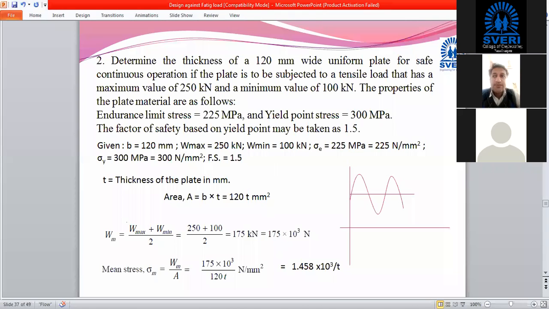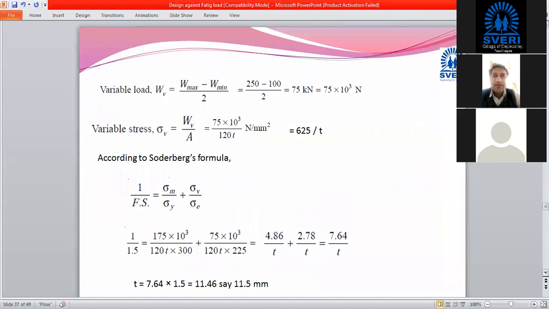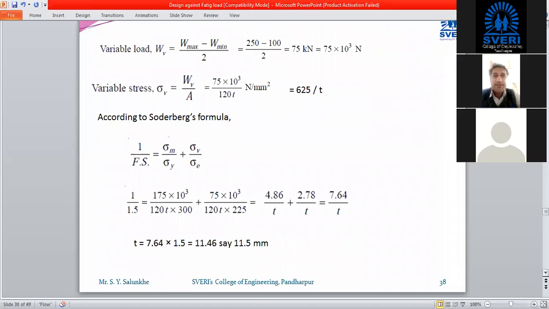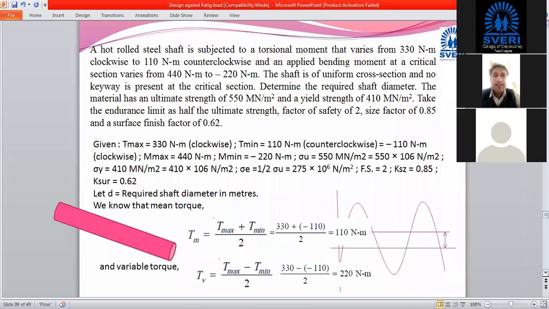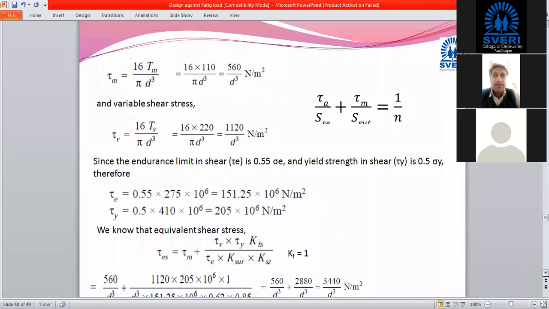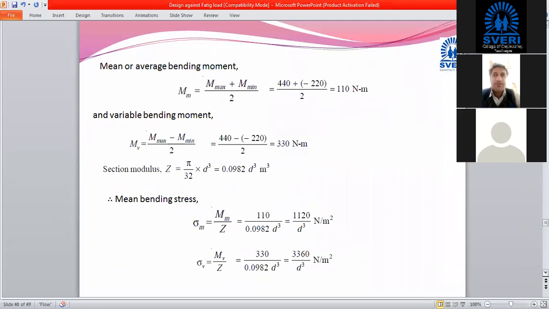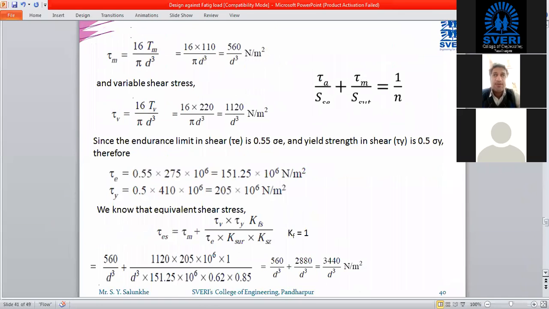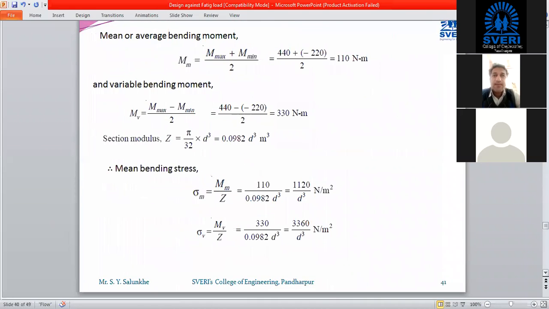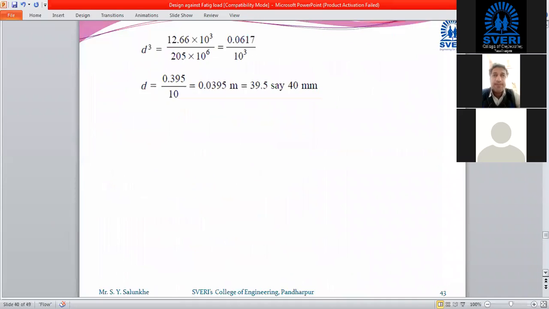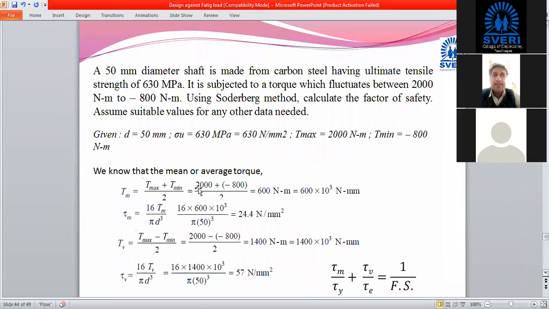So these particular problems are based on the Soderberg as well as the Goodman diagram for torsional stress also. What we have utilized is the Soderberg equation and the Goodman equation. Further problems are given, and these particular problems are solved.